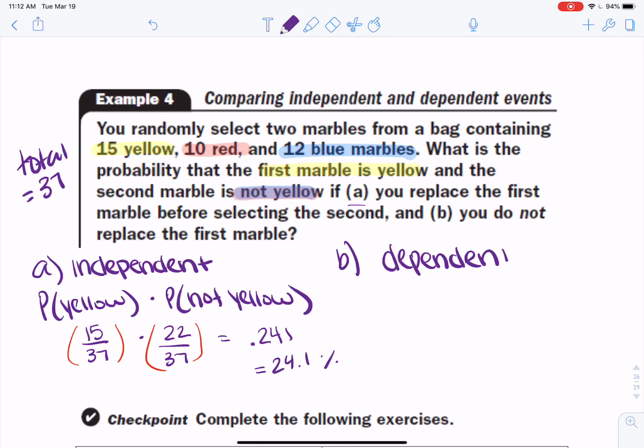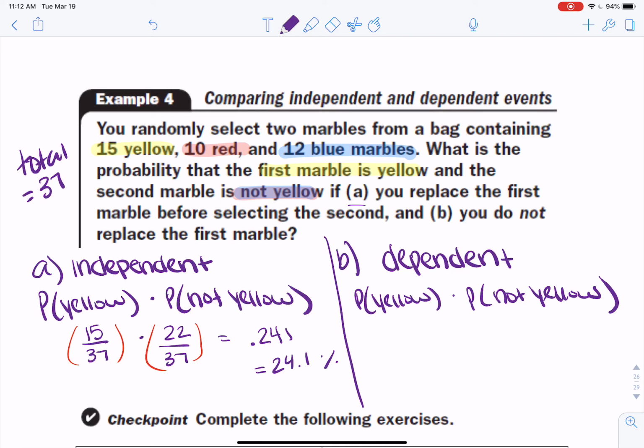So what it says is you do not replace the first marble. So it's the same thing. What's the probability of it being yellow times the probability that it's not yellow? So the probability that it's yellow is still 15 out of 37 times 22, but we didn't put the marble back, so that's 36. So when you divide that in your calculator, you get 0.248, which is 24.8%.